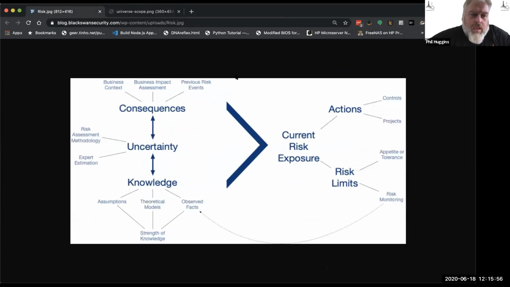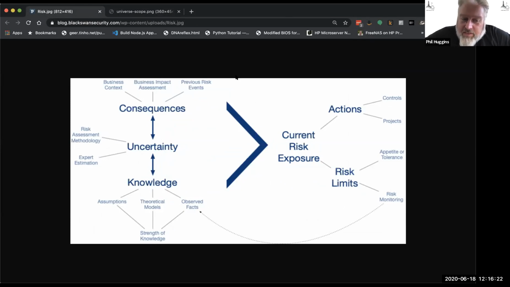So this is a blog I wrote recently talking about what risk is and some of the things we need to think about. And one of the big problems we have in risk generally is that people think about the consequences. They think about the impact, what goes wrong. They think about the uncertainty. So is it going to happen? Is it going to be good, bad, worse when it goes wrong?